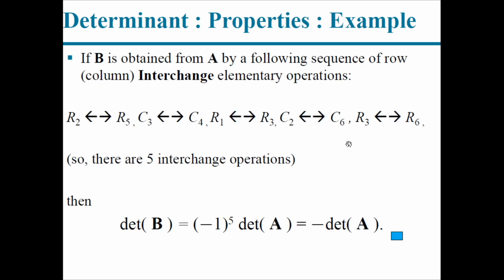In this example, I have my matrix A, and then I have a sequence of row swaps and column swaps. The order in which they appear doesn't matter, it's just how many of them there are. Here I have 5 swaps, so I started with matrix A, and I performed these 5 swaps, and I got my matrix B. And then we know the determinant of B will be negative 1 to the power 5, the number of swaps, times the determinant of the old matrix.